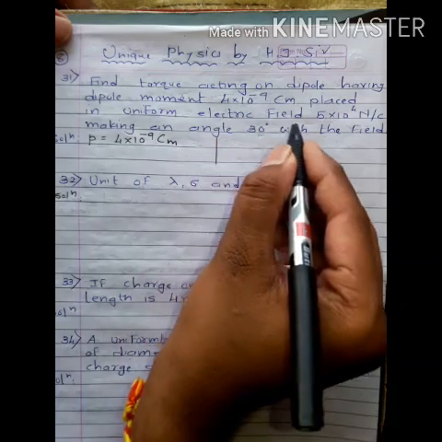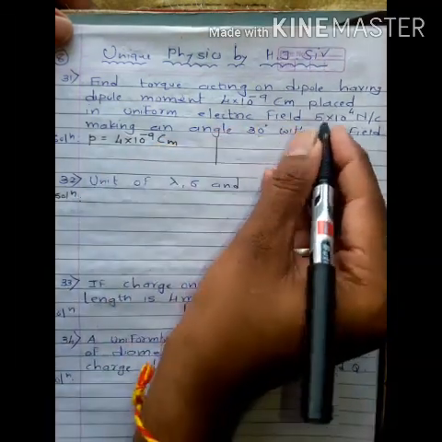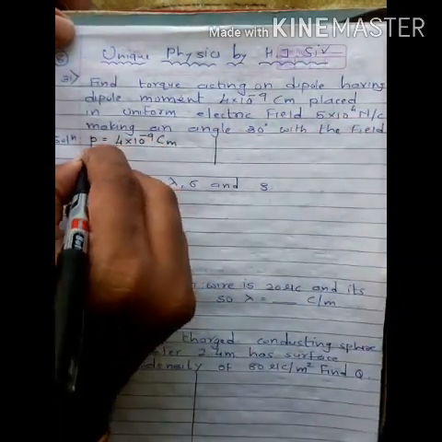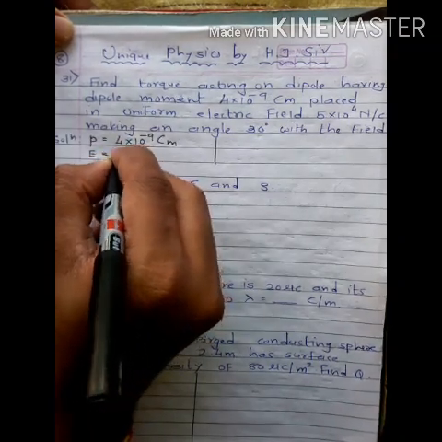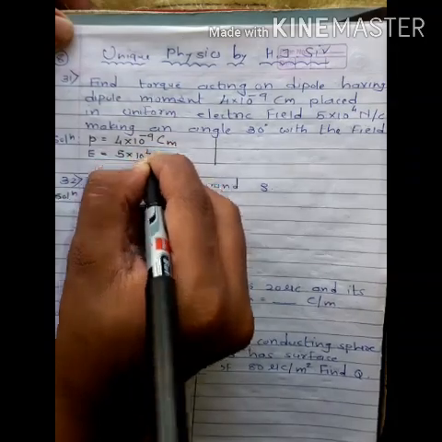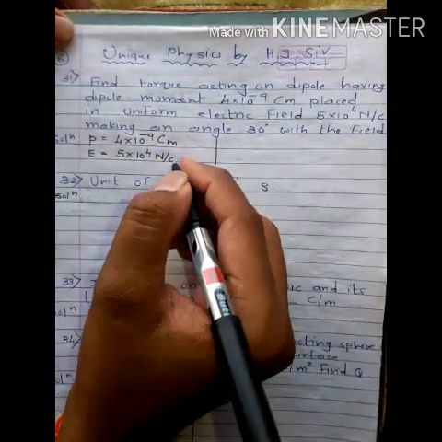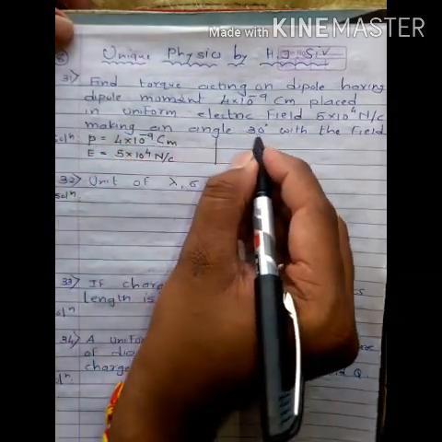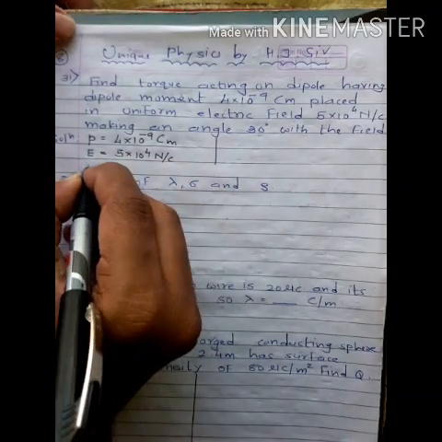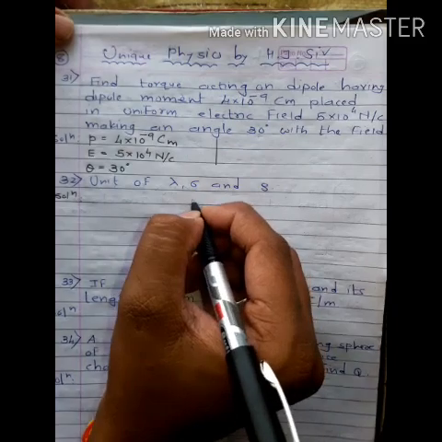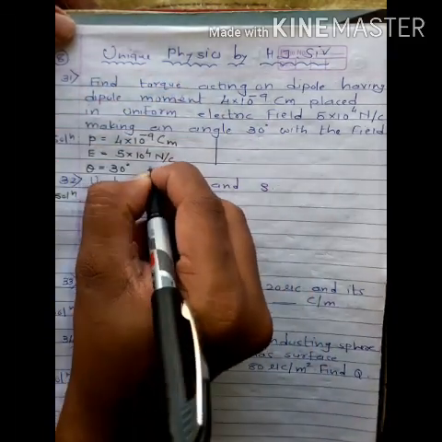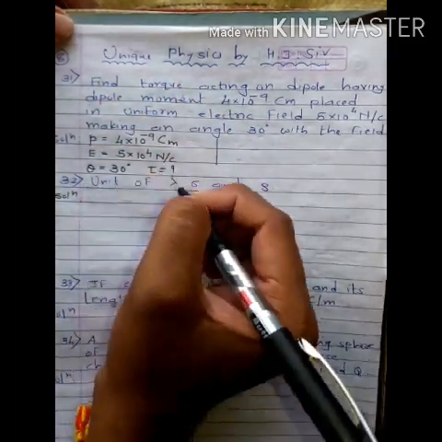Place in a uniform electric field of 5 into 10 raised to 4 Newton per Coulomb. So electric field is given 5 into 10 to the power 4 Newton per Coulomb, making an angle 30 degree. So theta is equals to 30 degrees given. Find a torque.